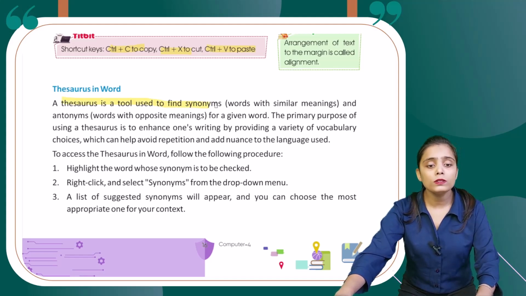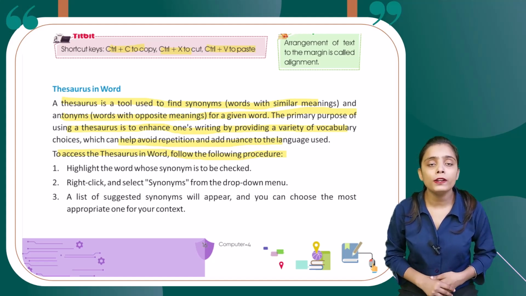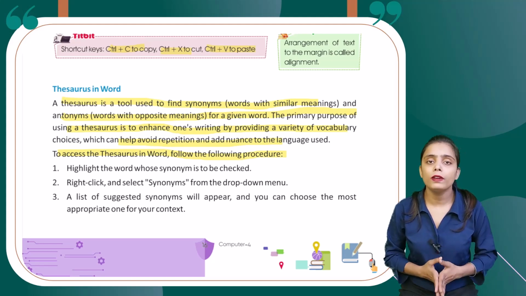A thesaurus is a tool to find synonyms, words with similar meaning, and antonyms, words with opposite meanings, for a given word. The primary purpose of using a thesaurus is to enhance one's writing by providing a variety of vocabulary choices, which can help avoid repetition and add nuance to the language used. To access the thesaurus in Word, follow the following procedure. Children, in the thesaurus process, if you want to find synonyms or antonyms, this is the most useful and very helpful feature.